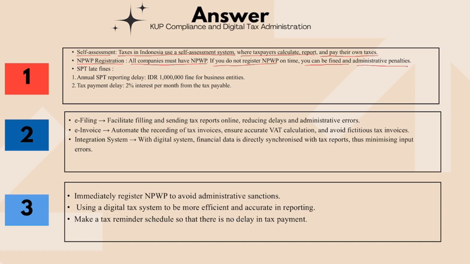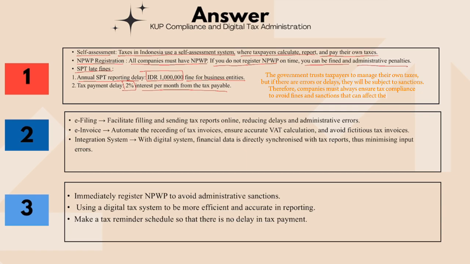And the third, SPT late fines. Annual SPT reporting delay: a 1 million fine for business entities. Tax payment delay: 2% interest per month on the tax payable. The taxation system in Indonesia is a self-assessment system, which means taxpayers are fully responsible for calculating, reporting, and paying their tax, because the government trusts taxpayers to manage their own tax. But if there are errors or delays, they will be subject to sanctions. Therefore, companies must always ensure tax compliance to avoid fines and sanctions that can affect their cash flow.